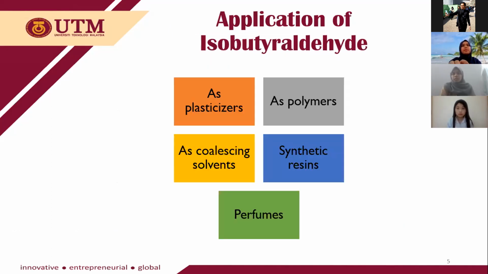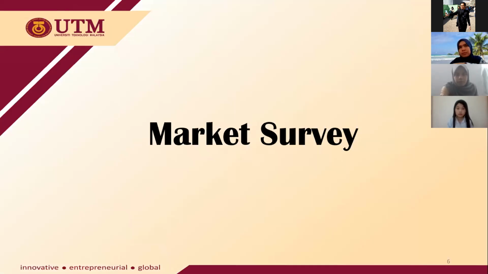Next, for application, isobutylaldehyde is widely used in the plastic industry as it can be further derived into chemicals like isobutanol and isobutyric acid, and it can further react to form plasticizer. In polymer, it can be used as an intermediate to convert into hydroxypivaldehyde and can be formed into polymer chain. It can also be used in synthesis for coating solvent, for latex paints. Another application is in synthetic resin and perfume.